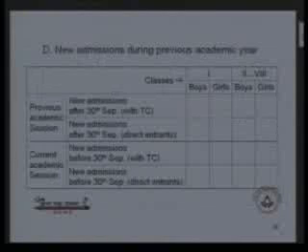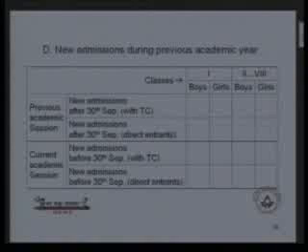In the enrollment part, starting from the enrollment part, the first data capture format component, which is termed as D component, D point, we are asking new admissions during the previous academic year. Last year we were asking new admissions in transfer cases, but now we are asking new admissions during the previous academic year and the current academic year also.